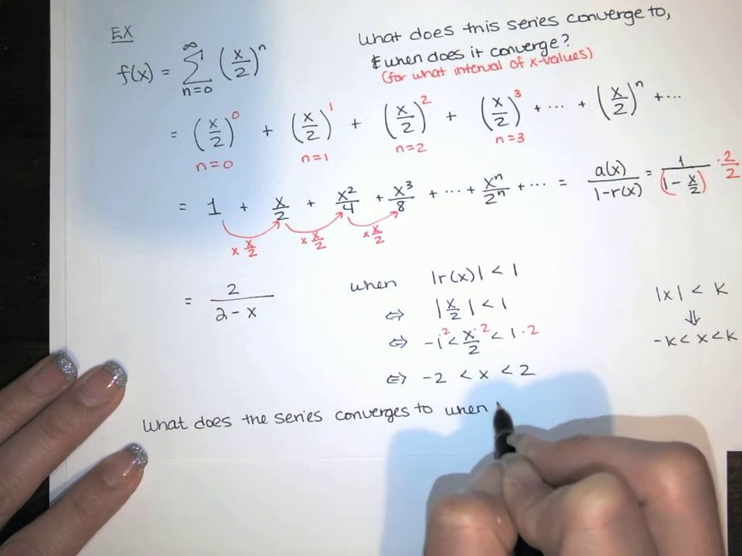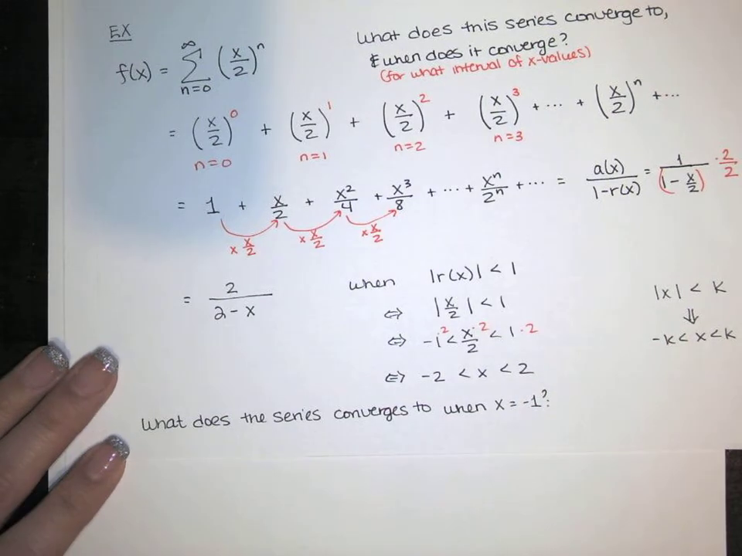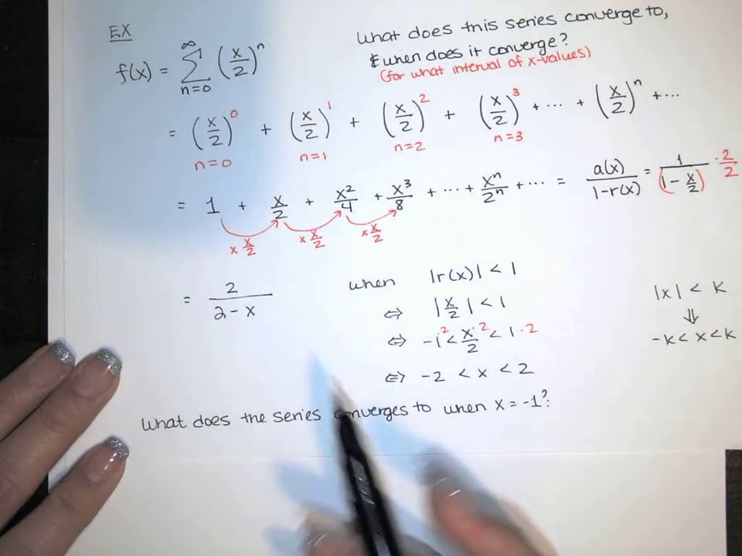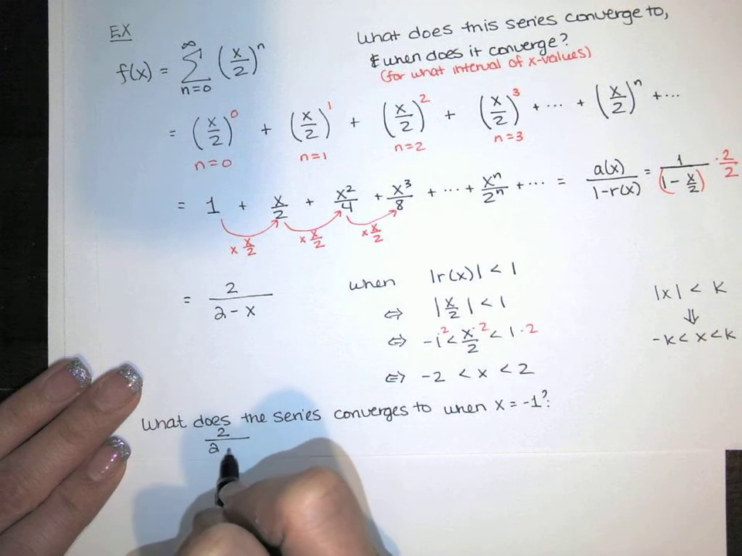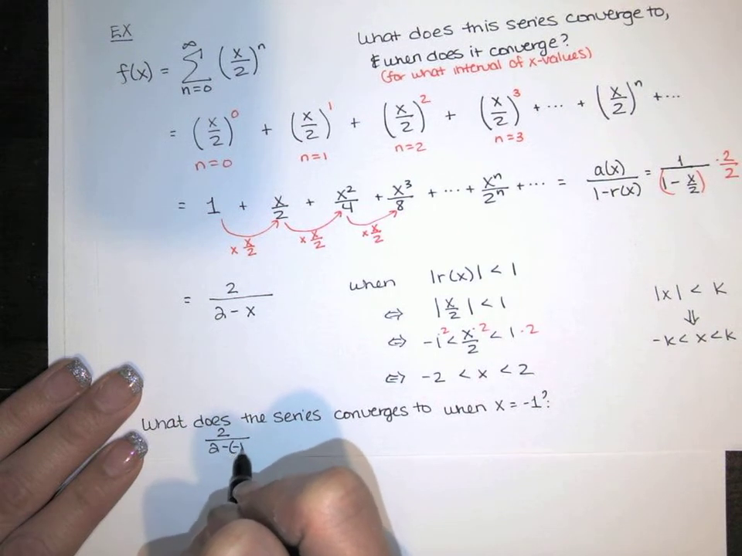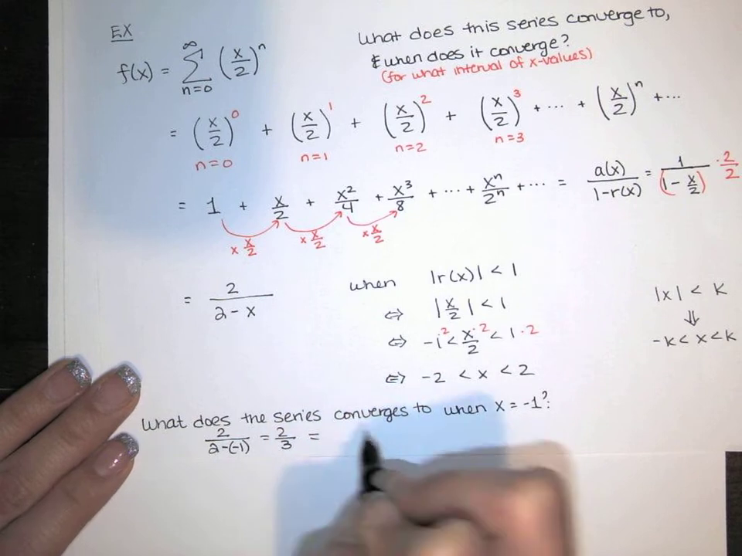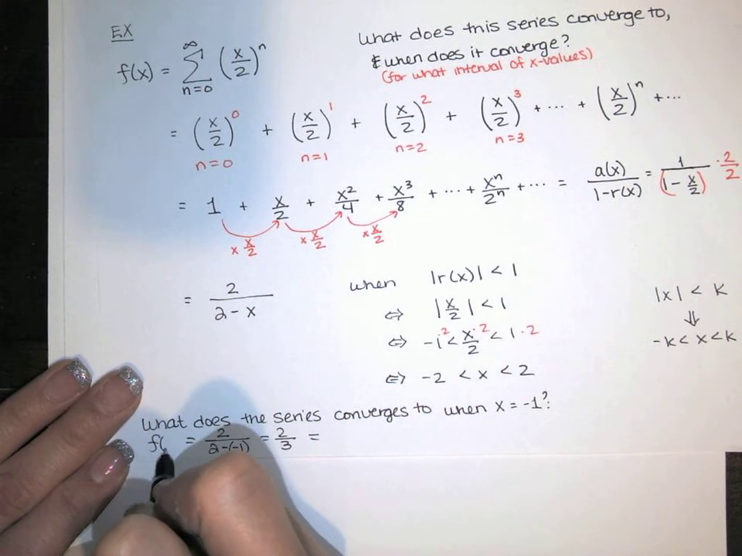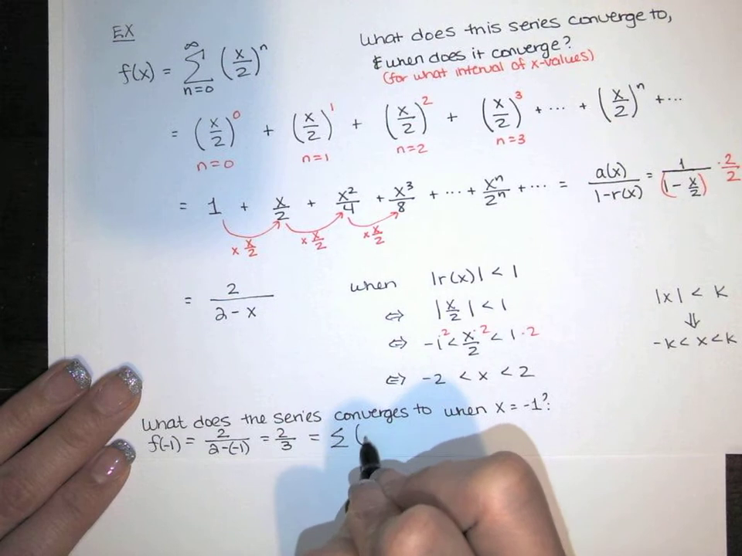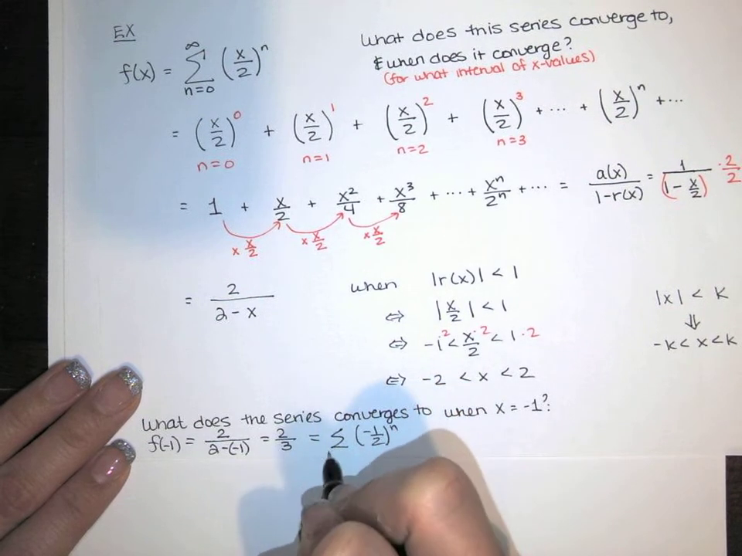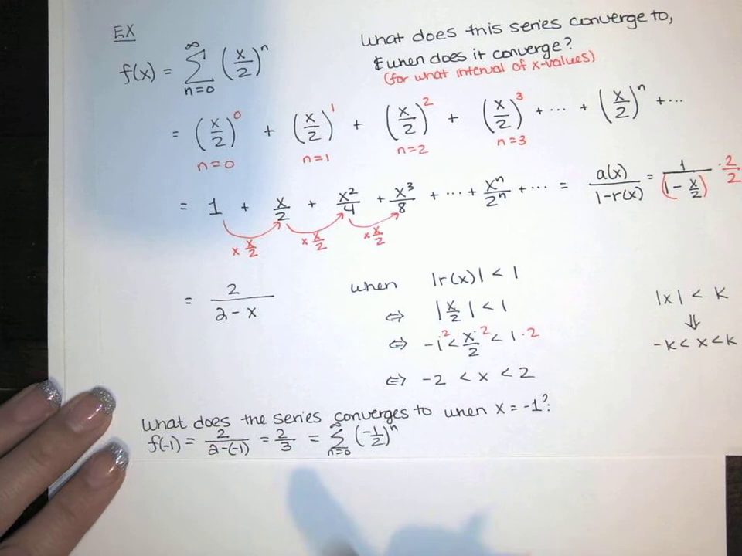When x equals -1. Well, it's actually pretty easy. You just plug in -1 down here. So we get 2 over 2 minus -1. So we get 2/3. So this is, we can think of this as a new function. F of -1 is 2/3, and that's the sum of (-1/2)^n, as n goes from 0 to infinity. Add all of those up.